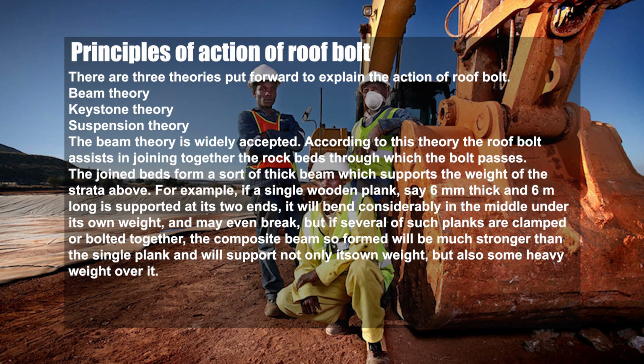For example, if a single wooden plank, say 6 mm thick and 6 meter long, is supported at its two ends, it will bend considerably in the middle under its own weight and may even break. But if several of such planks are clamped or bolted together, the composite beam so formed will be much stronger than the single plank and will support not only its own weight, but also some heavy weight over it.